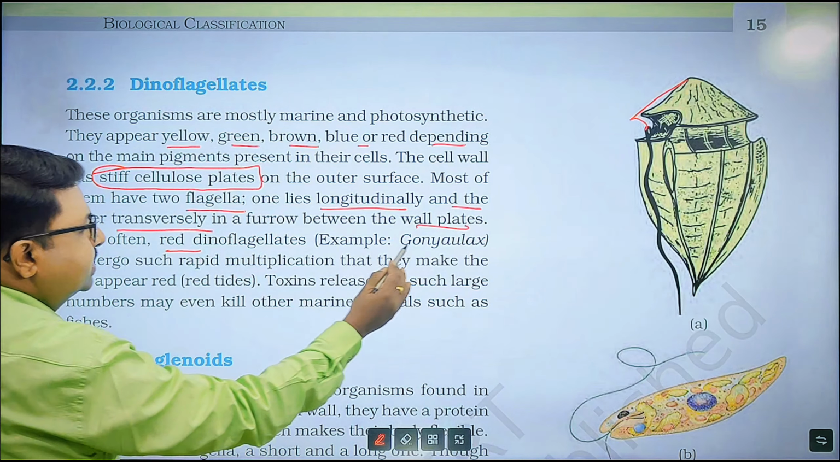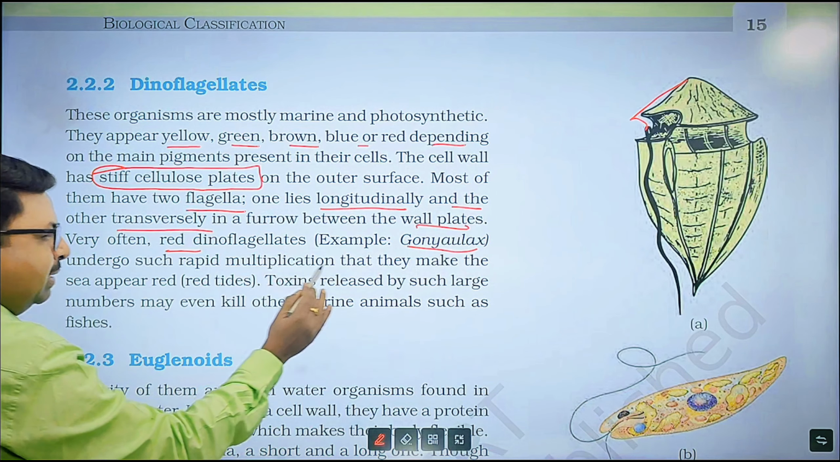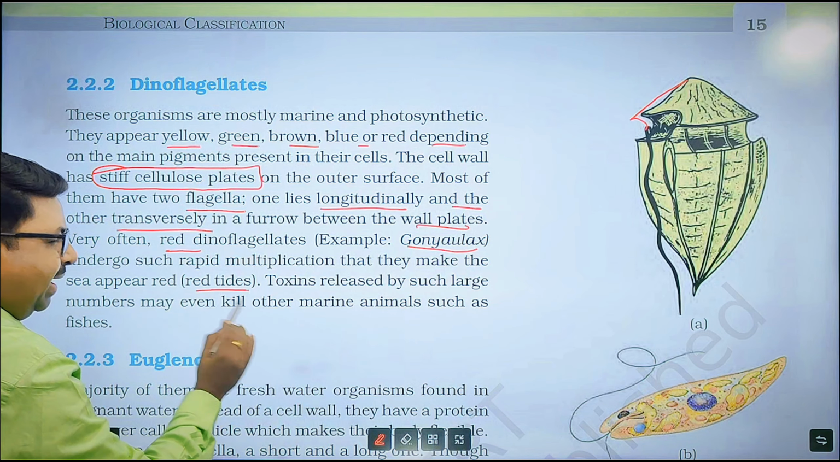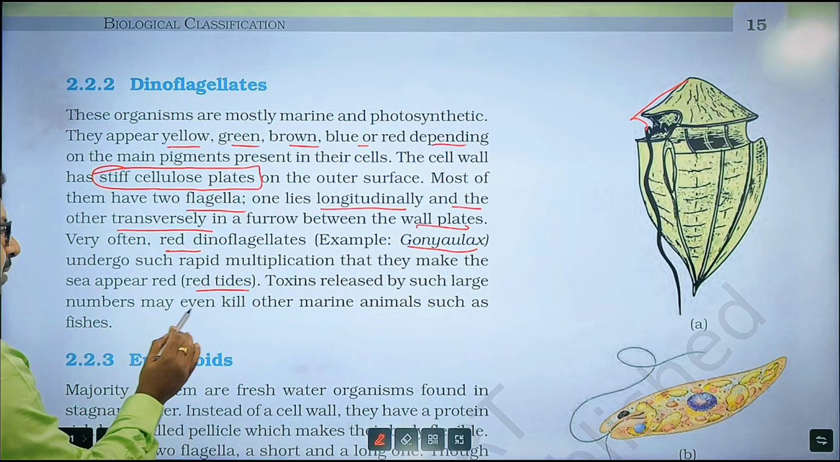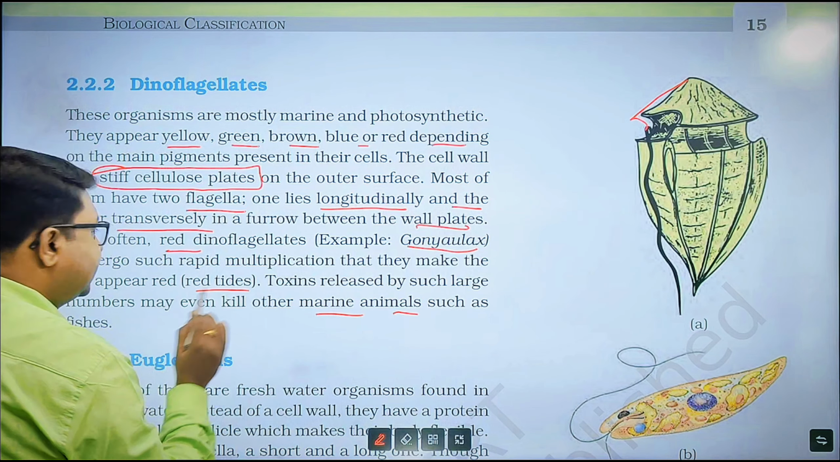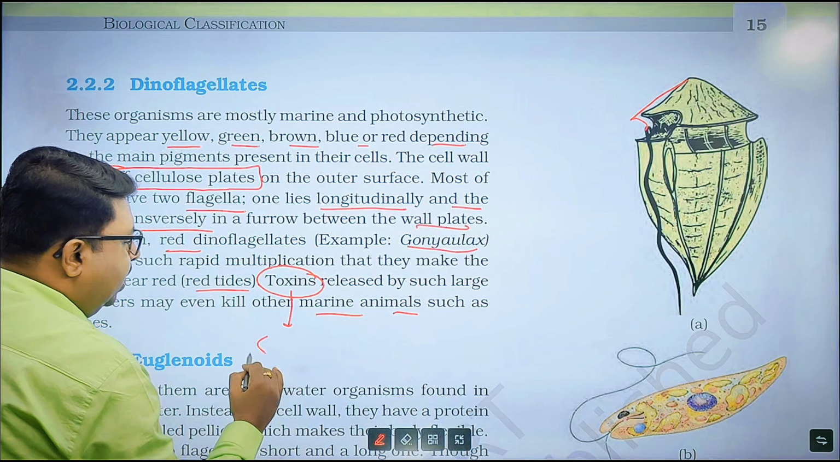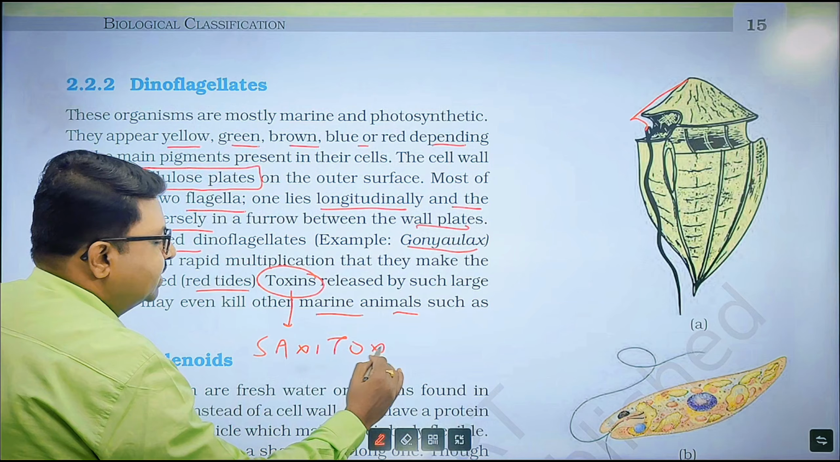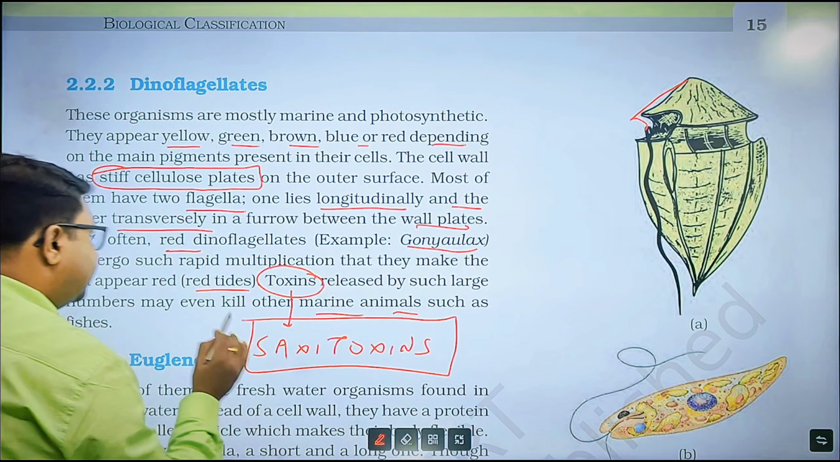Very often red dinoflagellates, Gonyaulax undergo such rapid multiplication and they make the sea appear red. Red tides, toxins released by such large numbers may even kill other marine animals such as fishes. ये टॉक्सिन का नाम मैंने क्या बोला आपको? Saxitoxin. What is the name of this toxin? Saxitoxin.